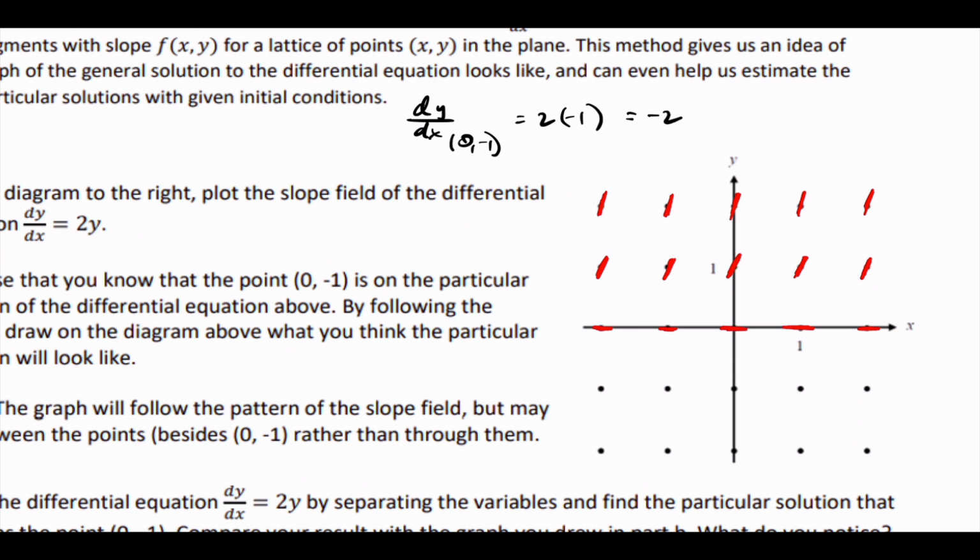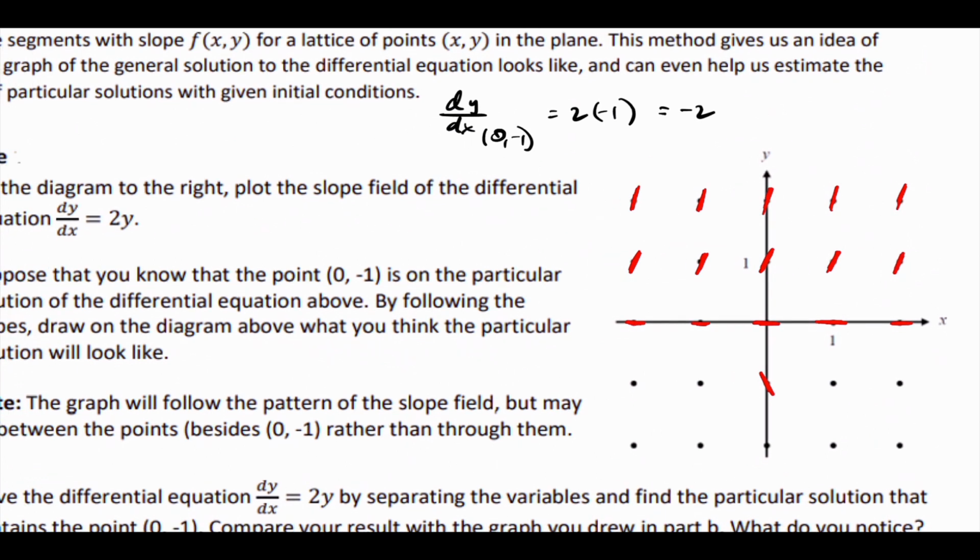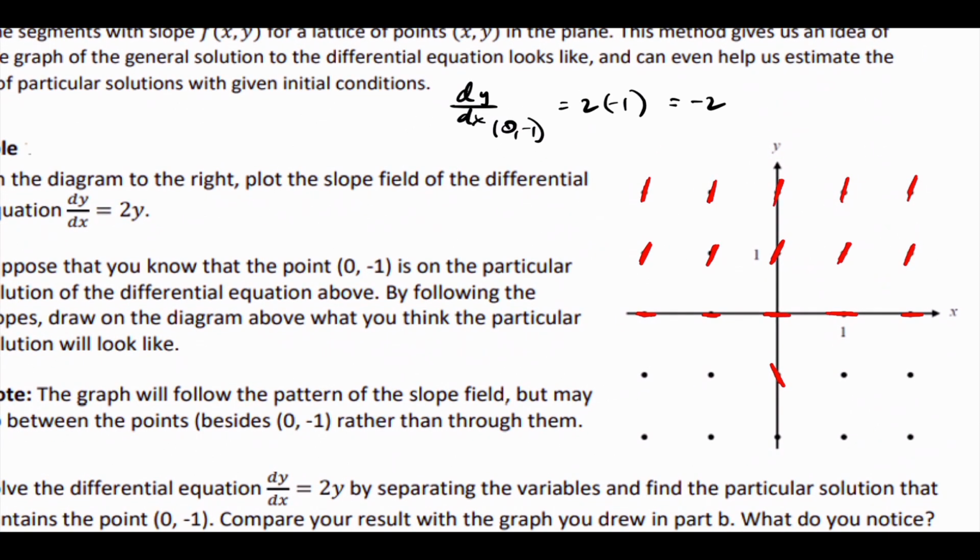So it's not perpendicular, it's going to be going the other way. These guys are positive 2 slope. Now we want a negative 2 slope. And it looks like everywhere y is negative 1 will have the same slope.